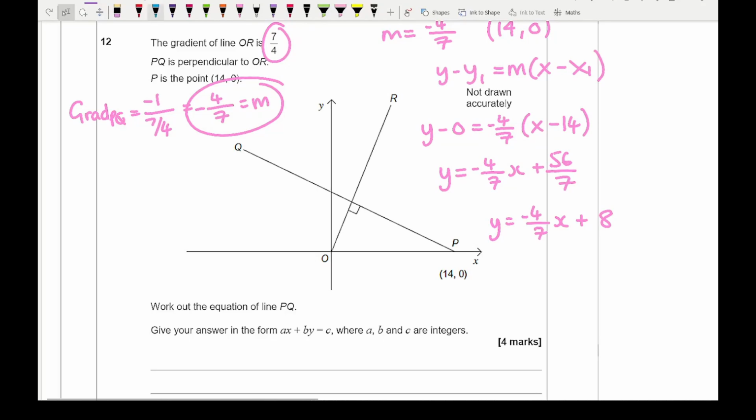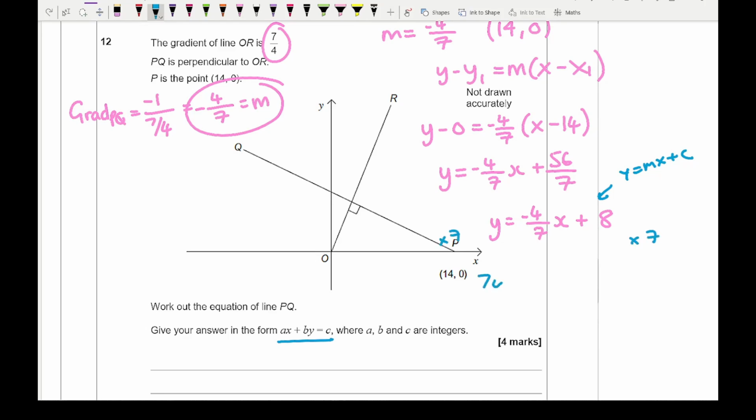Now what we've just written there is the equation in the form y equals mx plus c, but the question specifies that it wants us to give our answer in the form ax plus by equals c, where a, b and c are integers. So what we need to do is basically multiply everything by 7.